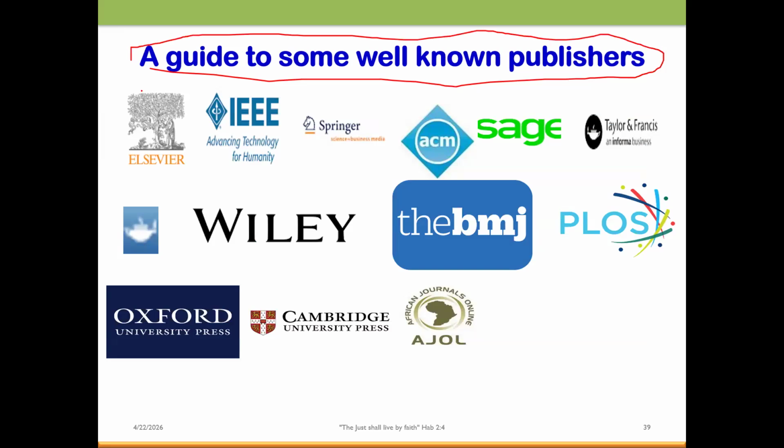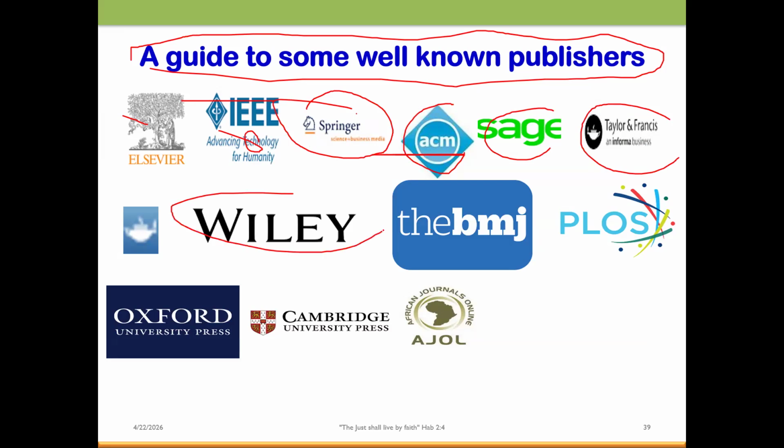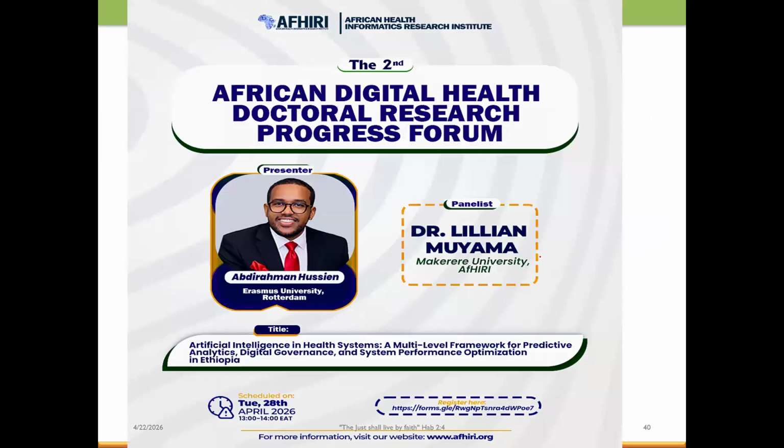You need to think about Elsevier, the IEEE, those in computing. We have Springer. It has everything in business, in agriculture. We have ACM, we have Sage, we have Taylor and Francis, we have Wiley, we have the BMJ, we have PLOS, we have Oxford University Press, we have Cambridge, then we have a user-friendly one, we have Agile. Yeah, some of these are very important.